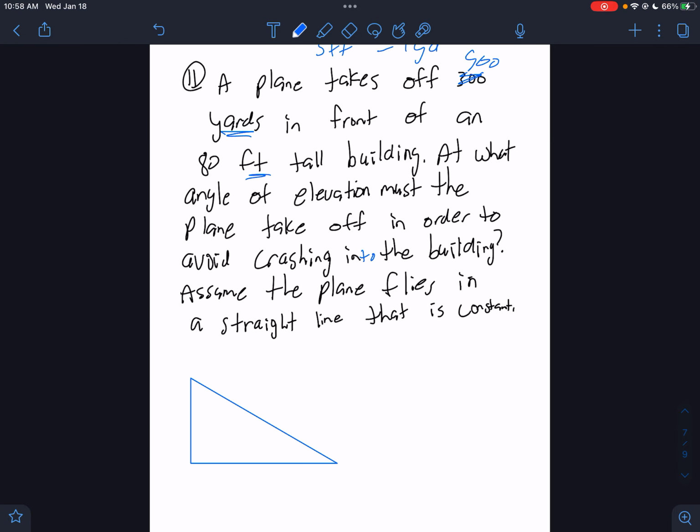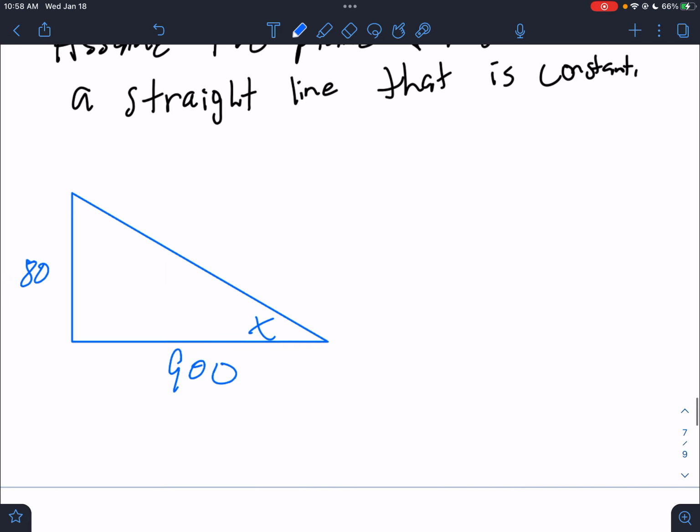So for 900 feet in front of the building, that'd be a horizontal distance. The building is 80 feet tall. What is the angle of elevation? So this is our triangle.